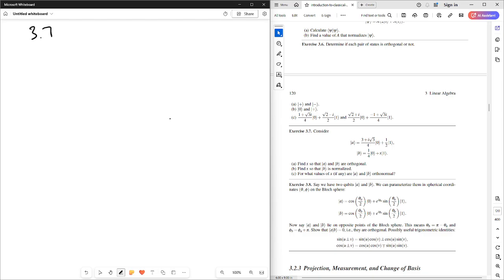Find x so that a and b are orthogonal. So what does that mean? It means that their inner product is going to be 0.